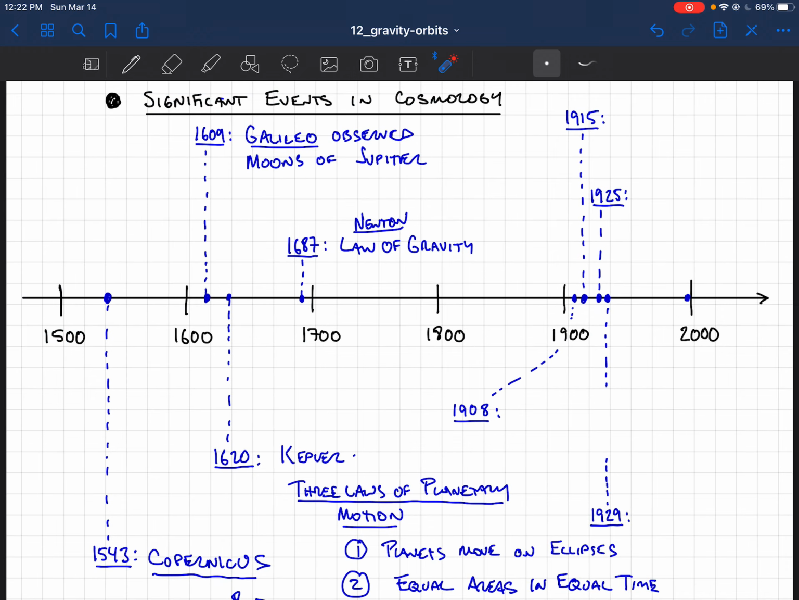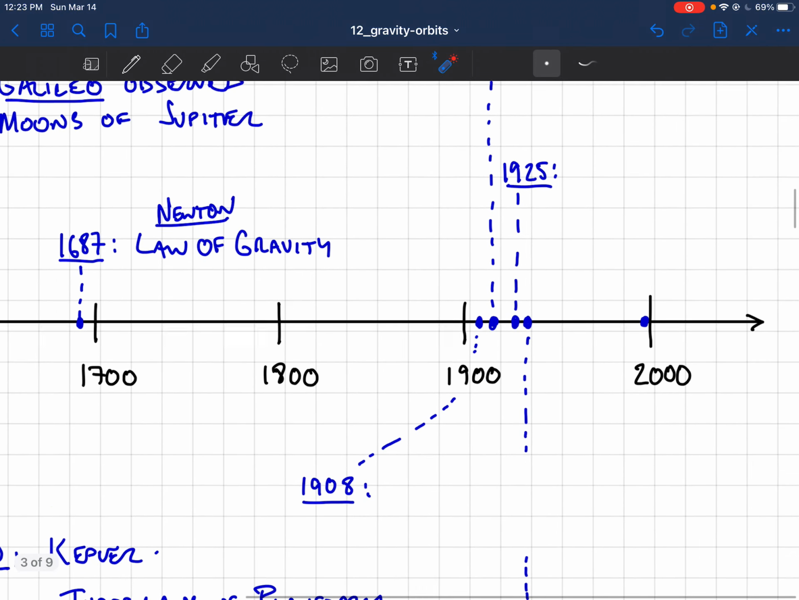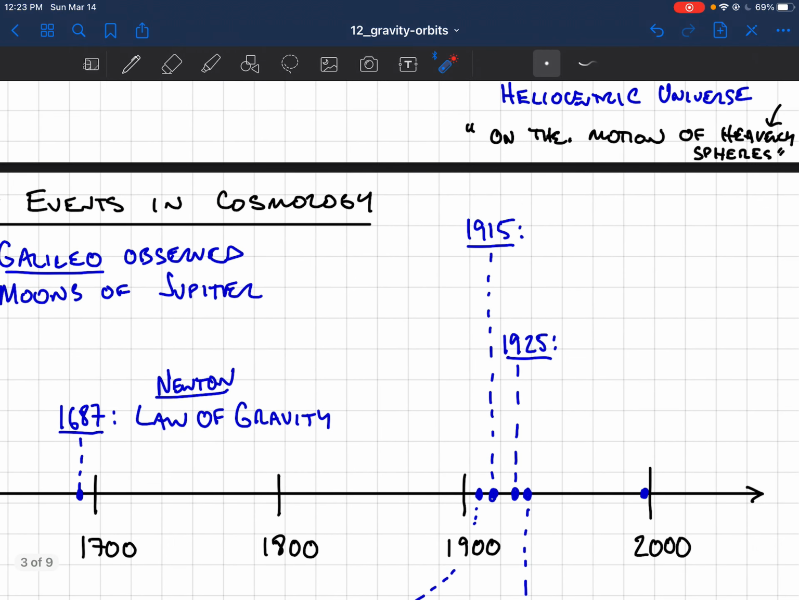But of course, Newton's laws didn't end the theory or the study of cosmology, what's going on in our universe. So I want to talk a little bit about what happened afterwards in more modern times. So in 1915, Einstein developed or presented the complete work of his theory of general relativity.